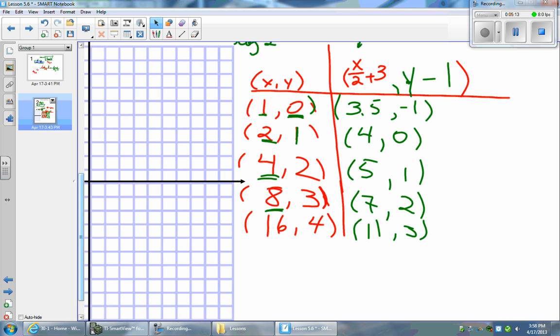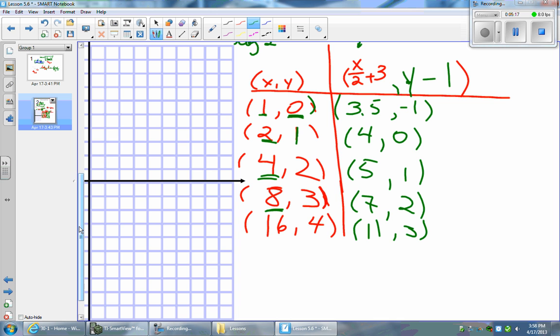And I just happen to have a nice little graph here, so let's start putting them on there. Okay, 3.5, minus 1. 1, 2, 3.5, minus 1 starts about here. 4, 0. Okay, so there's 4, 0 here. There's 5, comma 1 there. 7, 2 is there, and 11, 3 is out here somewhere. So your graph is going to just basically look something like that. And that's how you do it. Pretty easy.